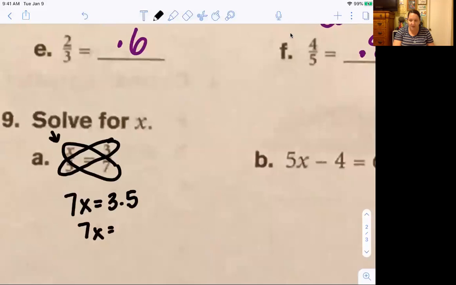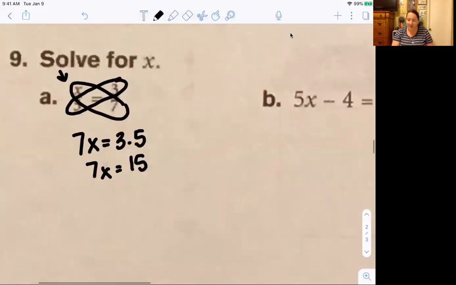7x equals 15. How do I get x by itself? How do I isolate? Divide by 7. X equals, now let's do this mentally. How many times does 7 go into 15? 2 whole times. How much is left over? What's 2 times 7? 14. Now what's 15 minus 14? 1. So 2 and 1/7.